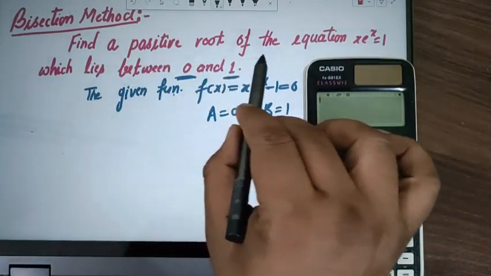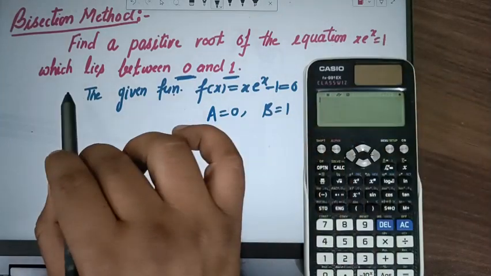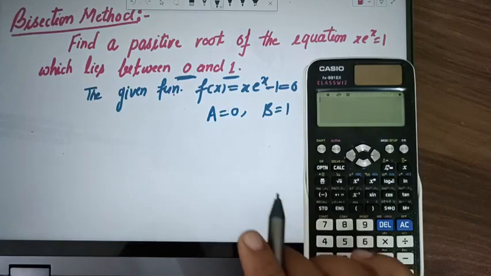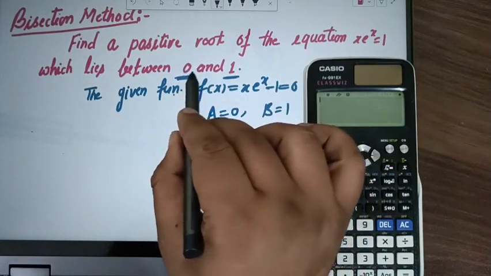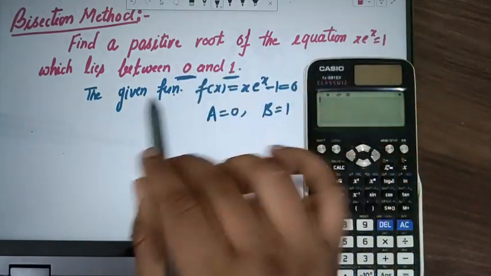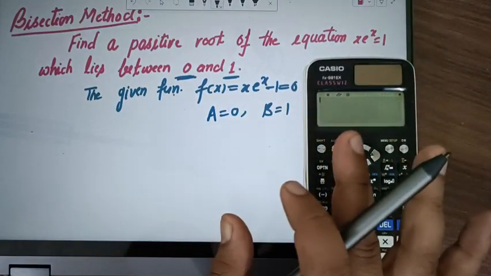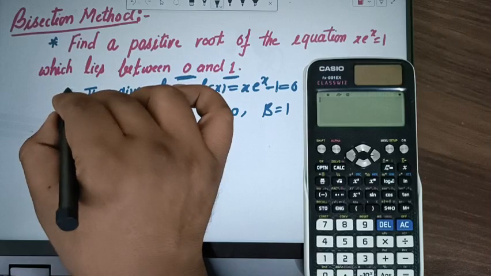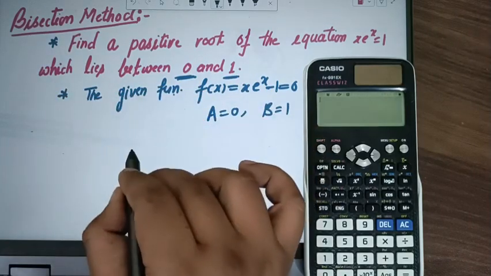Find a positive root of the equation x e to the power x equals 1 which lies between 0 and 1. So here the interval is given. It is the interval in which the given function has opposite signs. So there is no need to find the interval here. You simply need to start your work, and we are going to start the solution here.